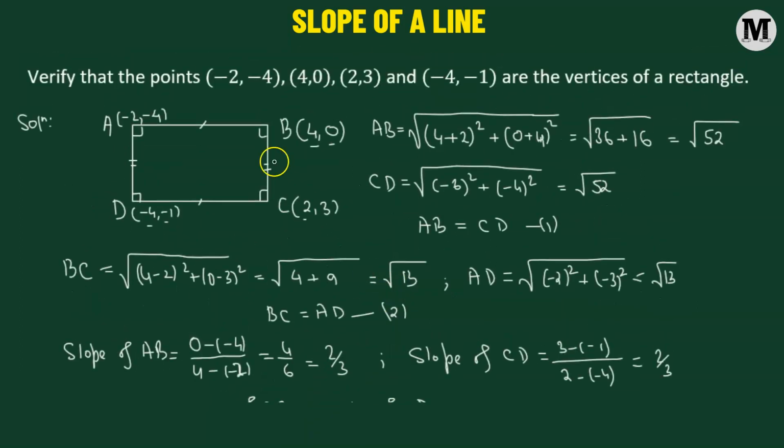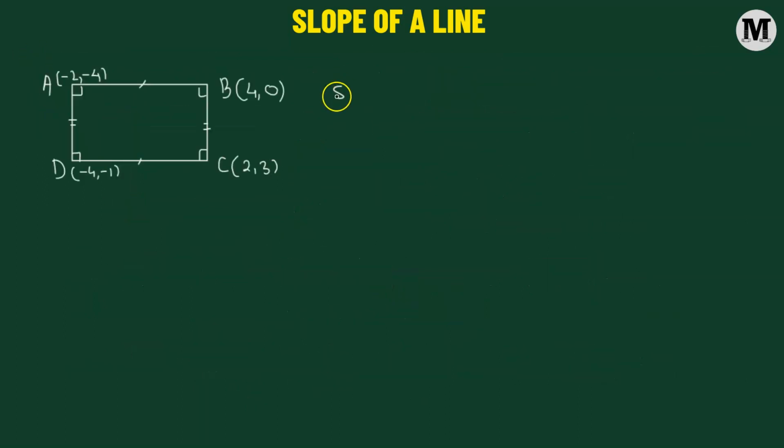Now we will find the slope of side BC and the slope of side AD, and we'll show that they are also equal. So the slope of side BC is going to be the difference of the y coordinates, 3 minus 0, divided by the difference of the x coordinates, 2 minus 4. So that's going to be negative 3 over 2.